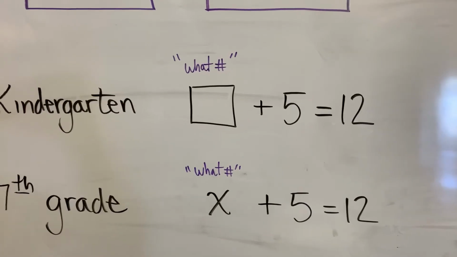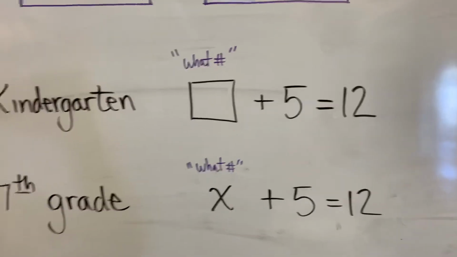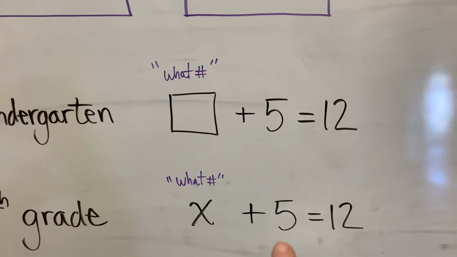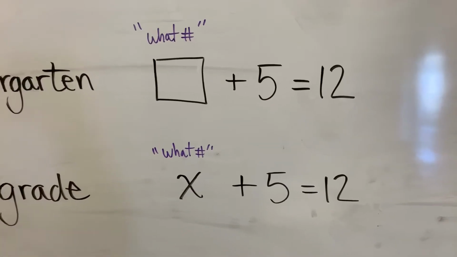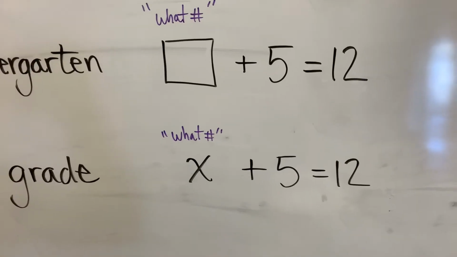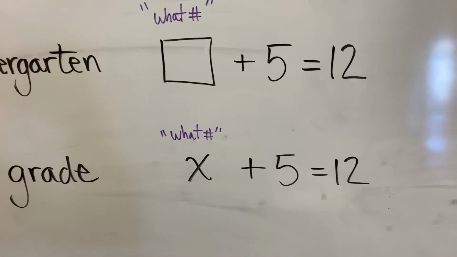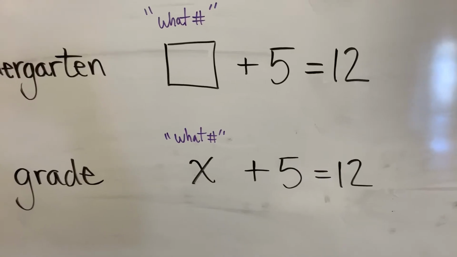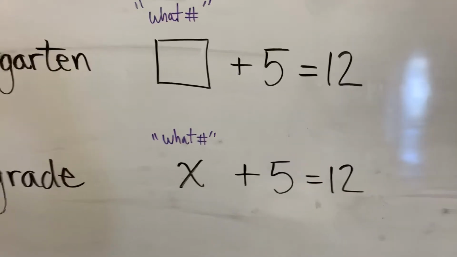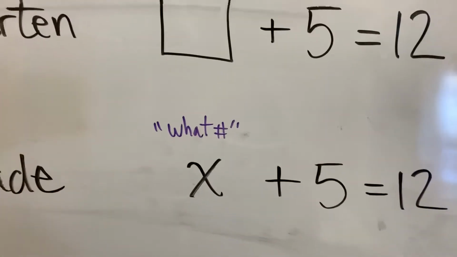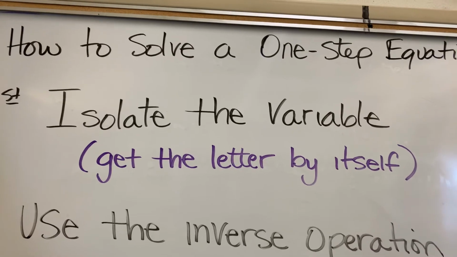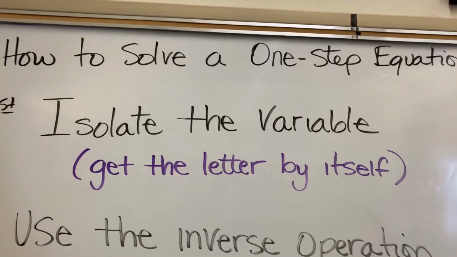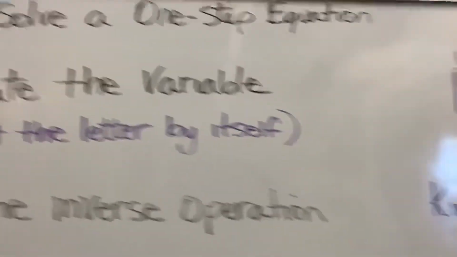The answer is still 7, right? What number plus 5 is 12? The answer is still 7. But if you just write the answer of 7, I am not going to pass you on to the 8th grade. You were learning how to communicate how to get 7. So let's think about this. If we go back to your step on how to solve this equation, we need to isolate the variable.